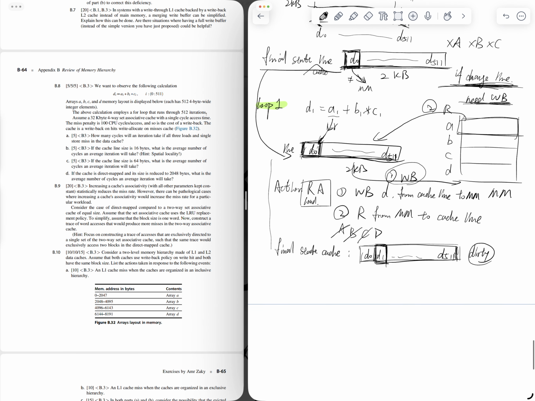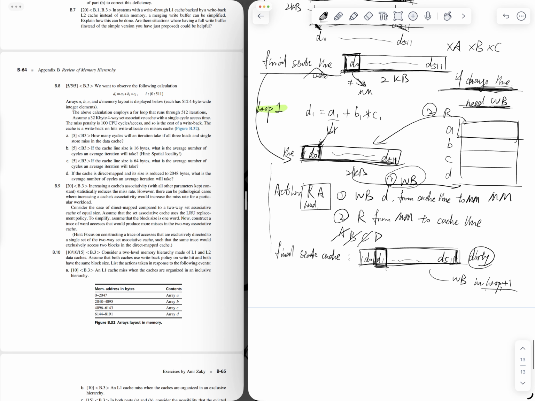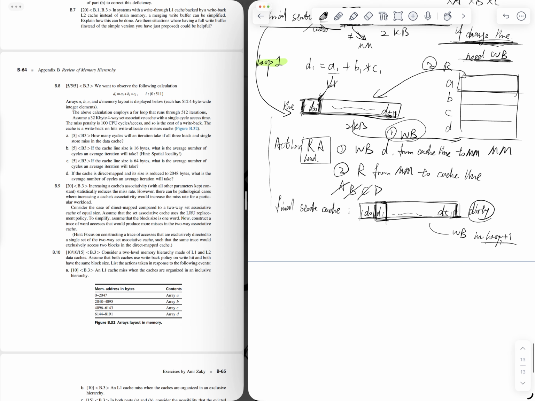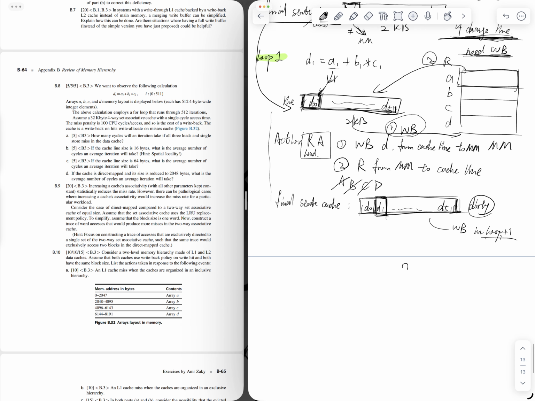So if another guy wants to change this line, we also need a write back in loop next, loop i plus one, right? So here is the analysis. How many write backs do we have?